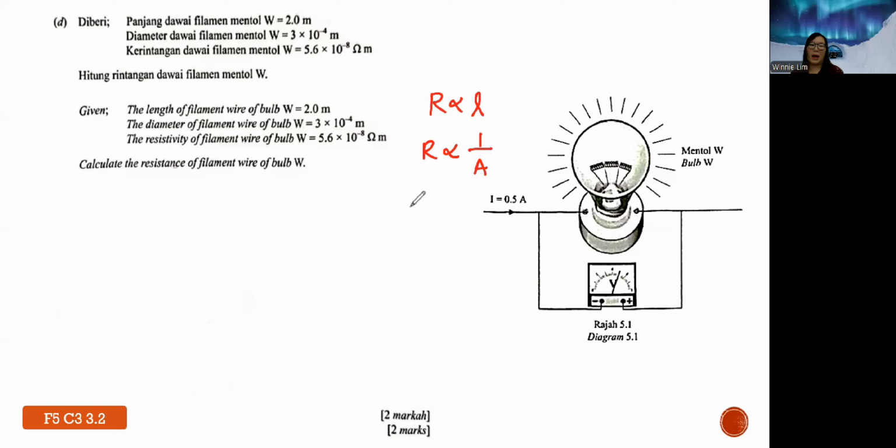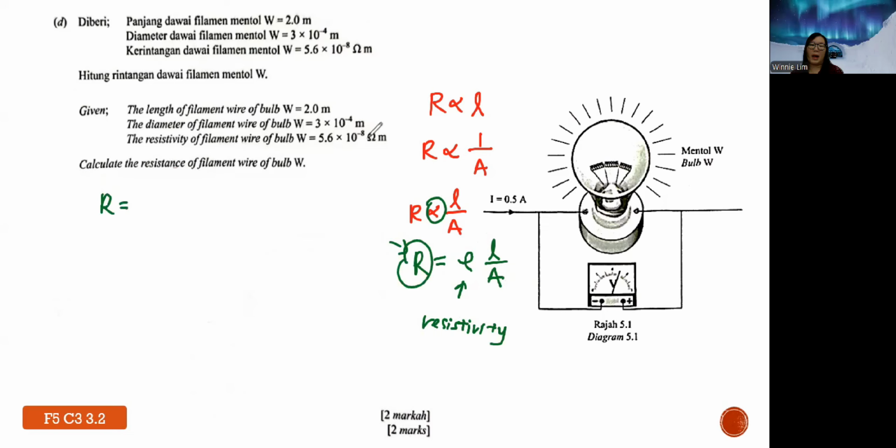So when we combine this, we have length over A. Every time you want to change this proportionality symbol to an equal sign, you follow it with a constant. This constant is called rho, and it is actually the resistivity. Then you have R equals rho L over A. Once you know the formula, it will be easier for you to calculate. If you do not know the formula, you cannot calculate, right? So we are going to find R, so R is the subject. Now rho is given, and the SI unit is ohm meter, so no problem. I can just put it in straight away.